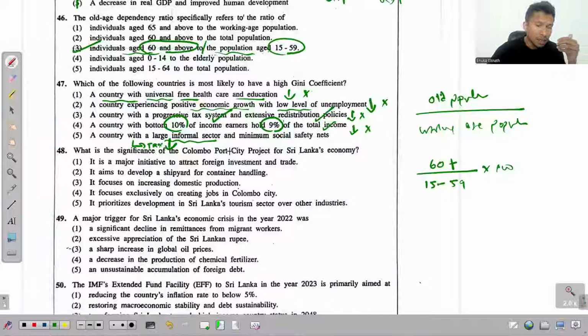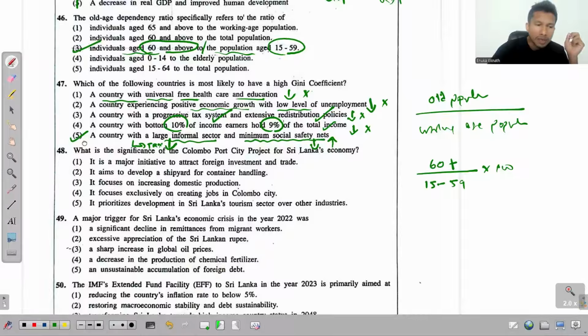If the tax income is lower, then they can't engage in redistribution activities. So tax income is lower, even the redistribution is lower, and to worsen that, it says minimum social safety nets. Obviously if the tax income is lower, social safety nets must be again very minimum. So this is the country with a higher disparity or higher inequality in income, and this country will have a higher Gini coefficient. So this is the answer for this question 47.